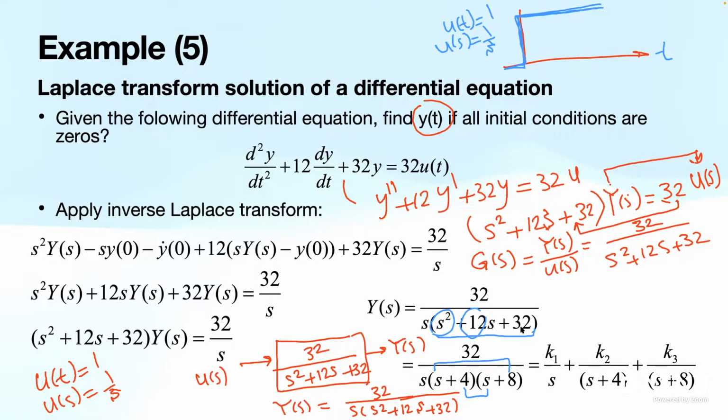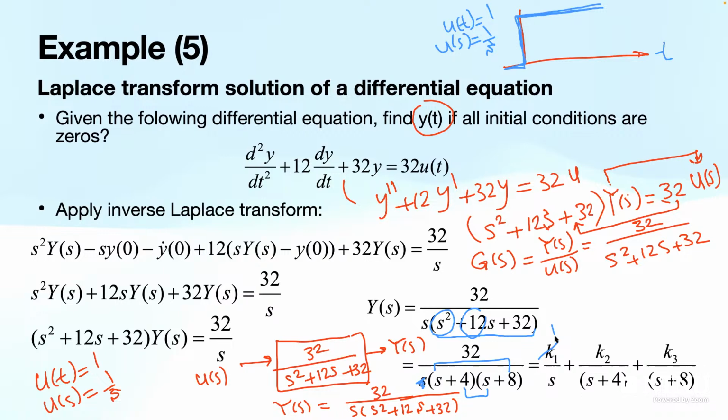So we need to convert it into a summation of simpler terms. So it will be K1 divided by s plus K2 divided by s plus 4 plus K3 divided by s plus 8, right? If you want to get it in time domain now, it's easy, but I need to get K1. What is the value of K1? Just hide this s and substitute s equal 0 into this part. So it will be 32 divided by 4 multiplied by 8. 4 multiplied by 8 is 32. So in fact, the K1 will be 1.